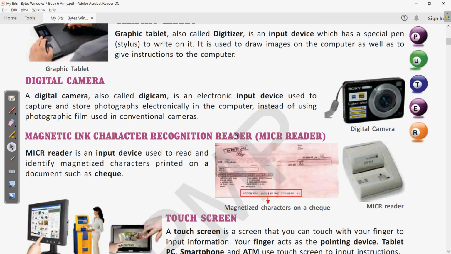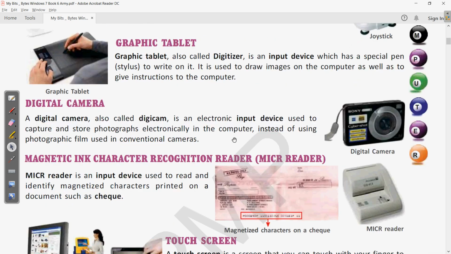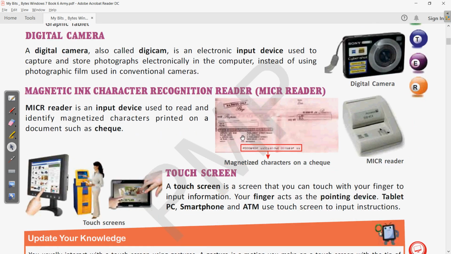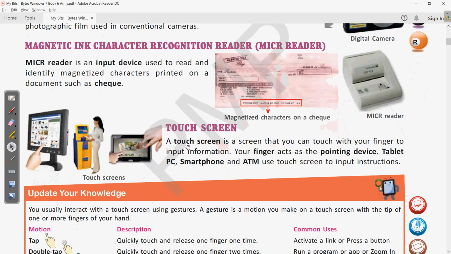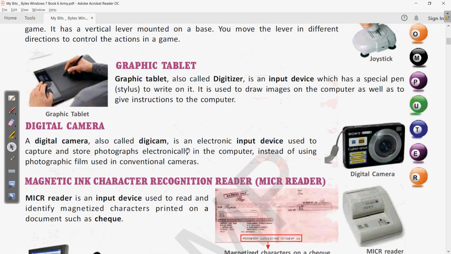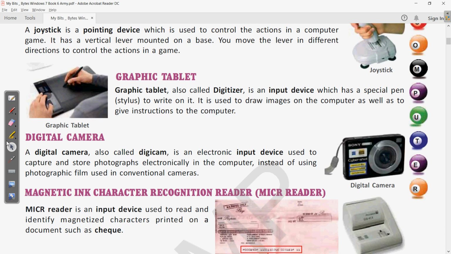Here it is on page number 7. Yes, it is on page number 7. So we have to define graphic tablet. So easily you can write here. Graphic tablet, also called a digitizer, is an input device which has a special pen that is known as stylus to write on it, and we can use this to draw images on the computer. Clear? So till here you can write the definition of the graphic tablet.